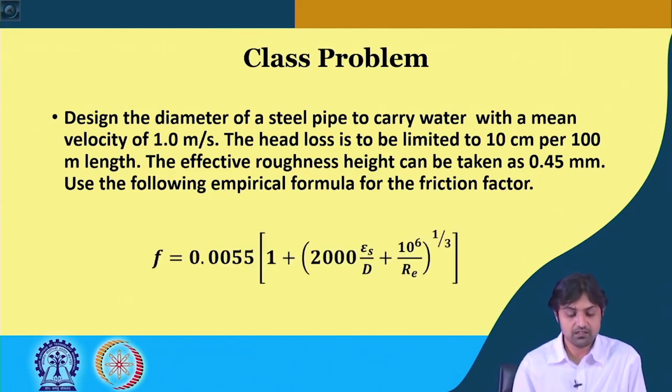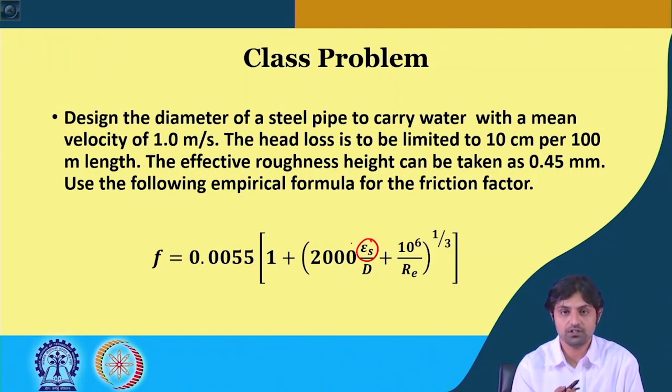It says, design the diameter of a steel pipe to carry water with mean velocity of 1 meter per second. The head loss is to be limited to 10 centimeters per 100 meter length. The effective roughness height can be taken as 0.45. Now use the following empirical formula for friction factor. So in this question, we have already been given the formula, so f we can calculate.